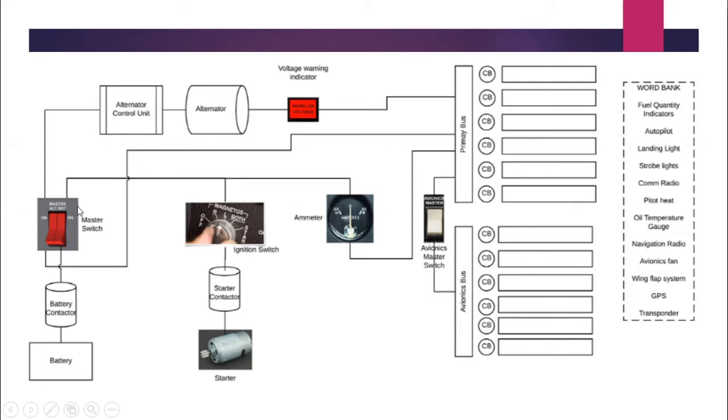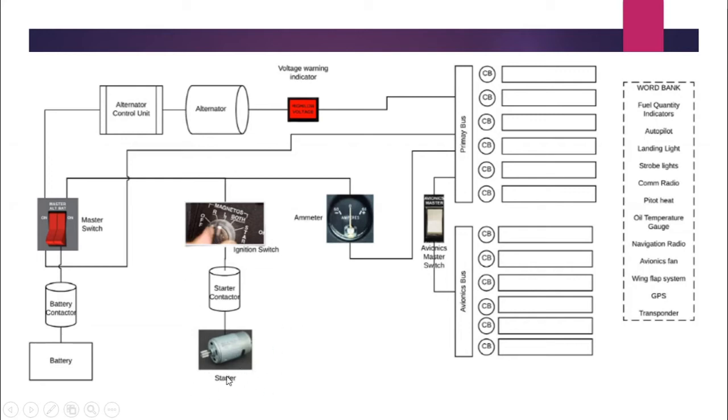So when you turn on the master switch, that's going to supply power from the battery to the ignition switch. When you turn on the ignition switch, that sends electricity to the starter contactor, which is part of the ignition switch, and gives electricity to the starter. So then the starter turns the engine. So now you've got the engine running, and usually the ignition switch is turned off again, because you do not want the starter to get messed up when the engine is running.